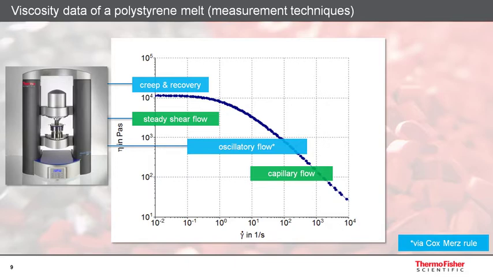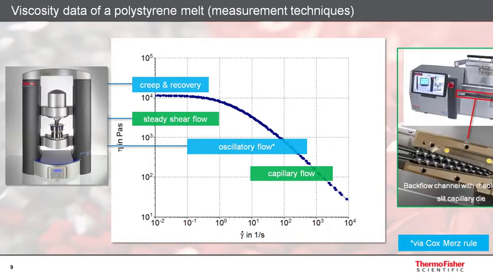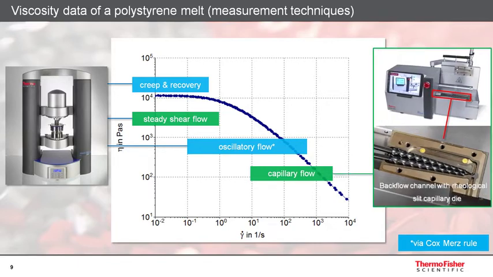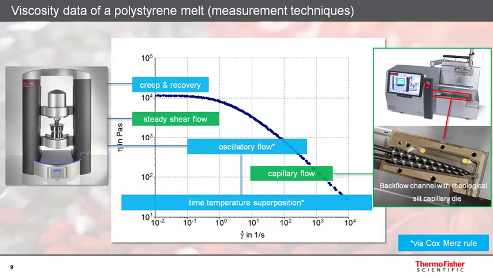High shear viscosity data can be directly measured with instruments that use a capillary flow. An example for this is the viscosity measurement in the backflow channel of a microcompounder, like it's shown here on the right. In order to obtain viscosity data over the entire shear rate range, the time-temperature superposition principle can be applied. Details about this will be explained on a later slide.